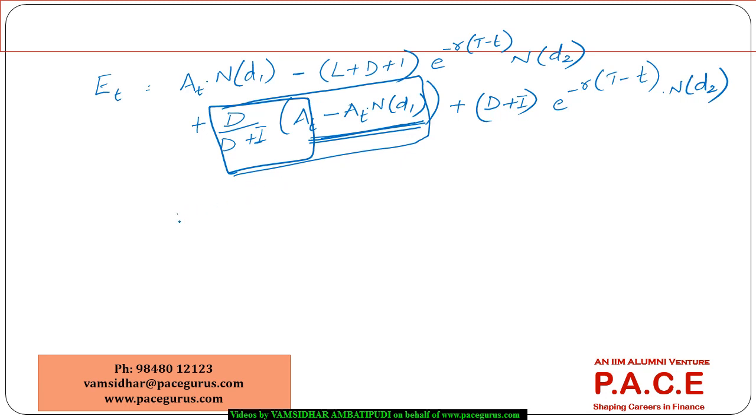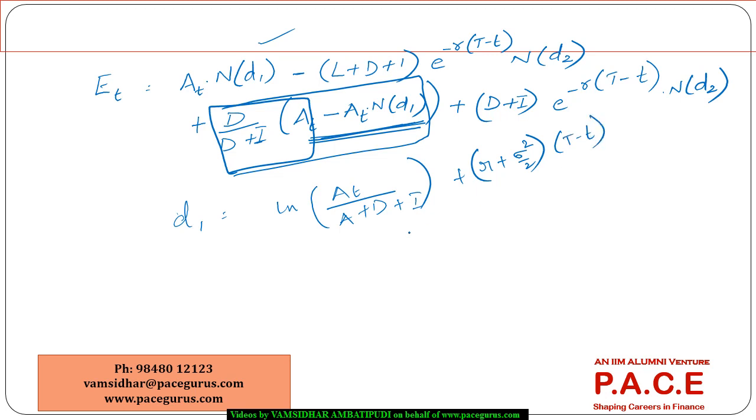So here it is working out that my d1, if I am looking at it from this perspective, d1 is nothing but log of A_t divided by (L plus D plus I), plus r plus sigma squared by 2 into (T minus t), divided by sigma root (T minus t).